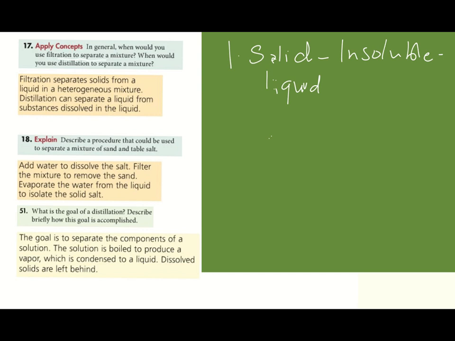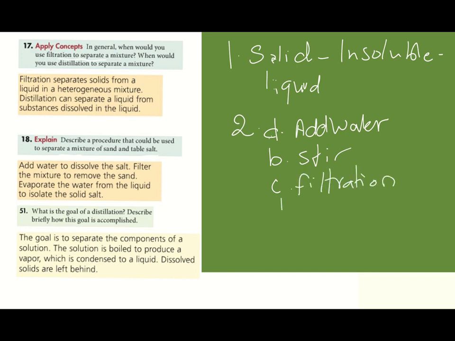Next question. Describe a procedure you could use to separate a mixture of sand and table salt. If you have a mixture of sand and table salt, first you should add water in order to dissolve the salt. Secondly, stir with a glass rod. Then you need to evaporate water, but before evaporation, what do we need to do? Yes, we need to make filtration in order to separate the sand, and after that you will do evaporation to separate the salt.